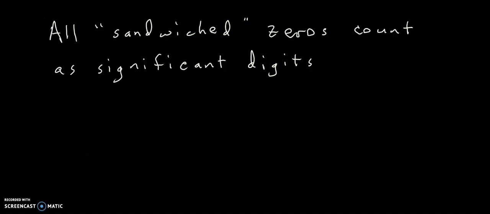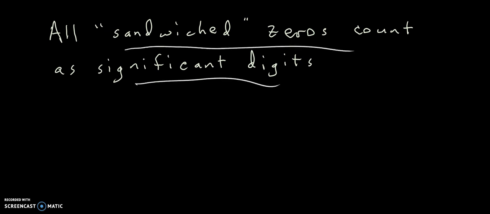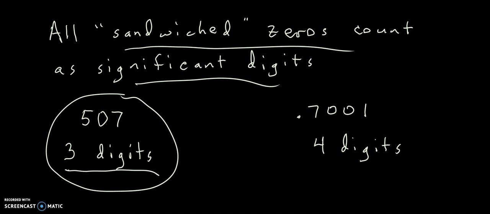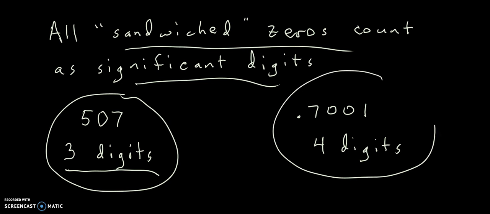Our second guideline is that all sandwiched zeros count as significant digits. For example, 507 has a 0 sandwiched between the non-zero 5 and 7. All 3 digits count, so we'd say this has 3 significant digits. 0.7001 has 2 zeros sandwiched by the 7 and the 1 non-zero numbers, and we'd say this number has 4 significant digits.